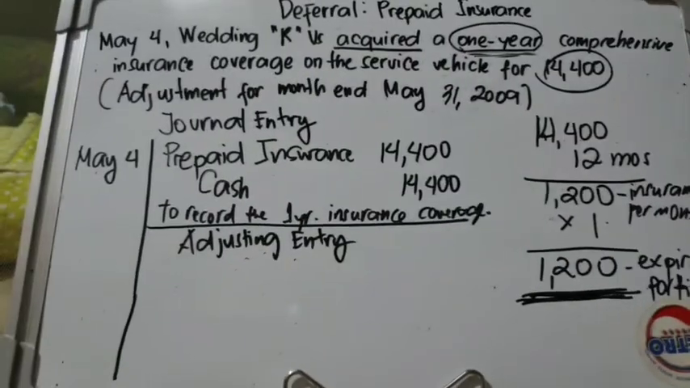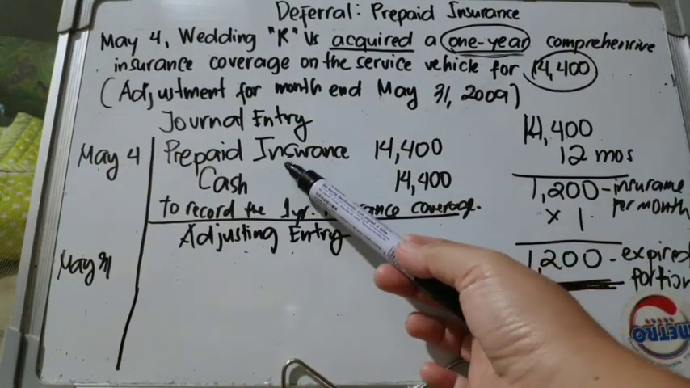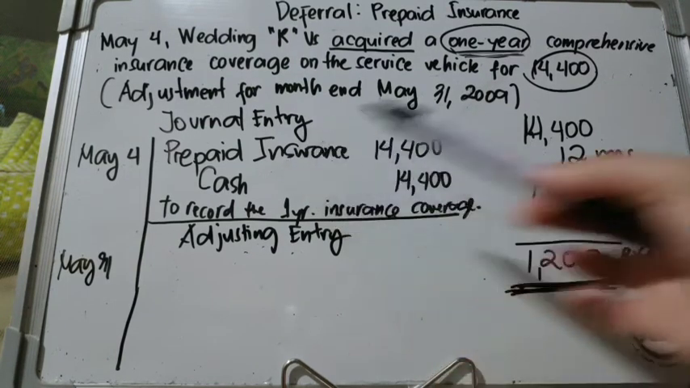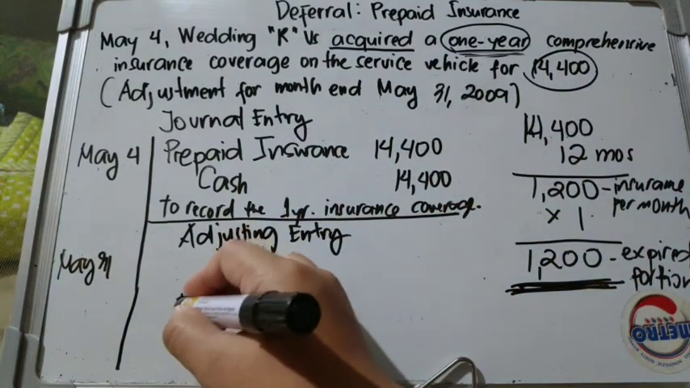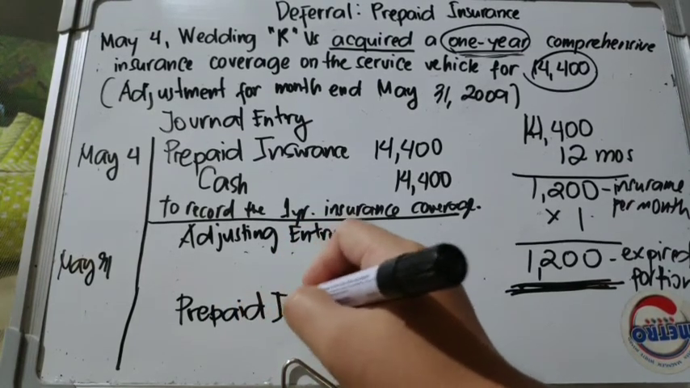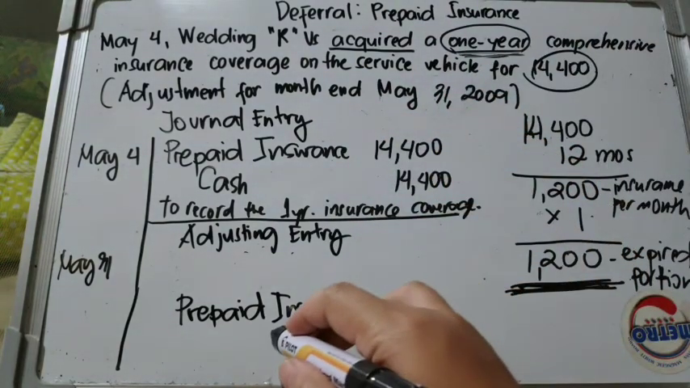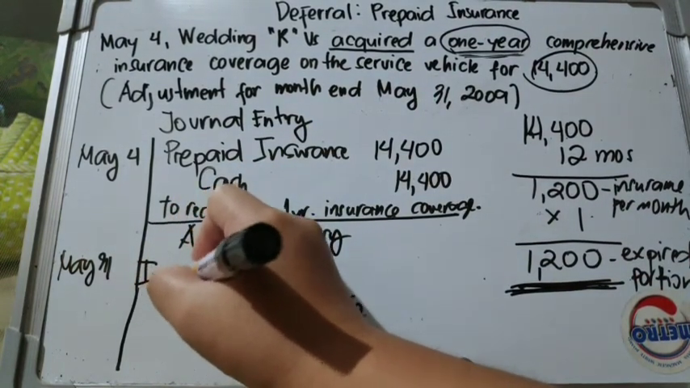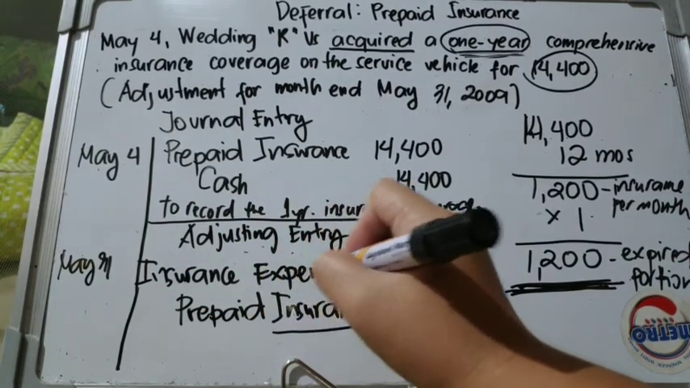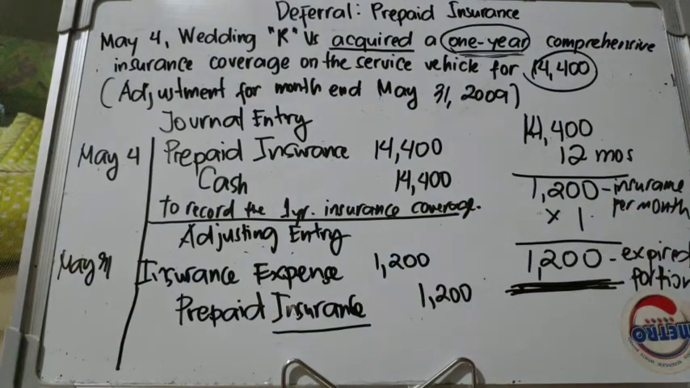Now, we will proceed to the adjusting entry. For May 31, this will be your adjusting entry. As you notice, in your journal entry you acquired prepaid insurance, and then on May 31 it expired, meaning it was reduced. So you will put the prepaid insurance on the credit side. Then what will be the debit side? Same as what happened earlier with prepaid rent, your insurance becomes an expense because it has expired. So your debit account is the insurance expense, in the amount of the expired portion, 1,200. So that is your journal entry.